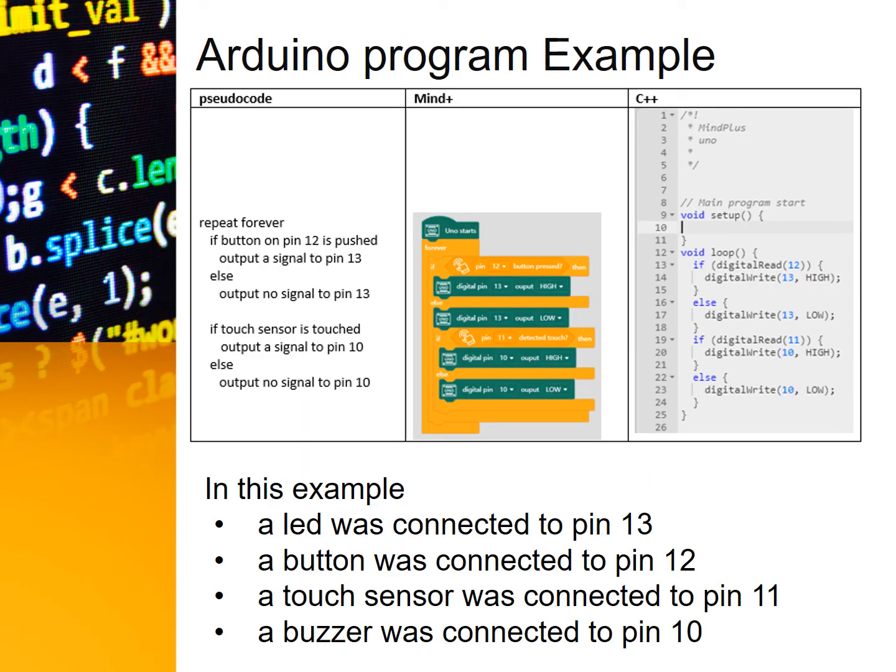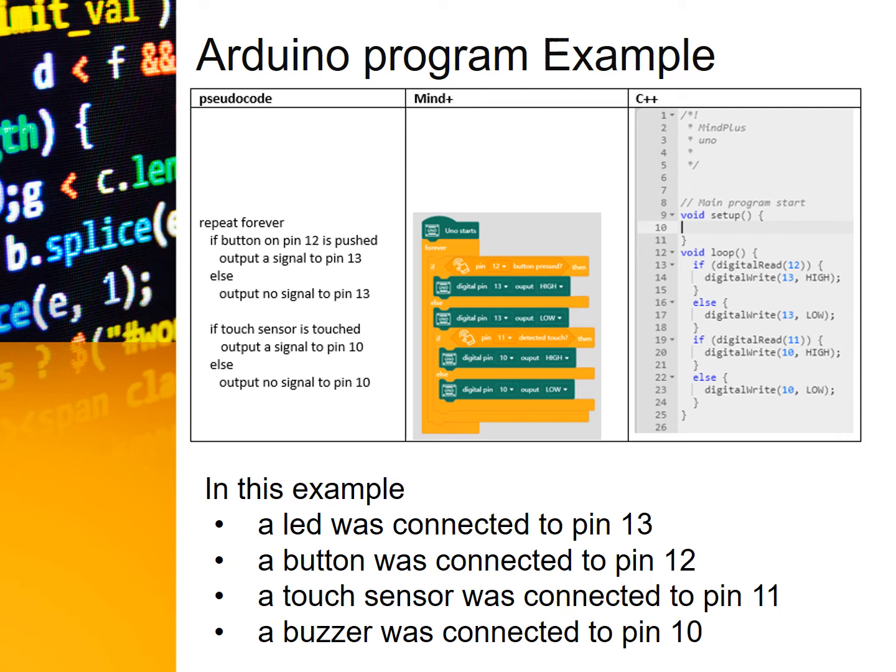Okay, let's have a look at the Arduino program with some loops. Here we have the pseudocode. Now this, if you've done some programming before, you should be used to. This is an English version of what's happening. So if the button on pin 10 is pushed, output a signal to 13, and if it's not, then output no signal to 13. How do we do that here?